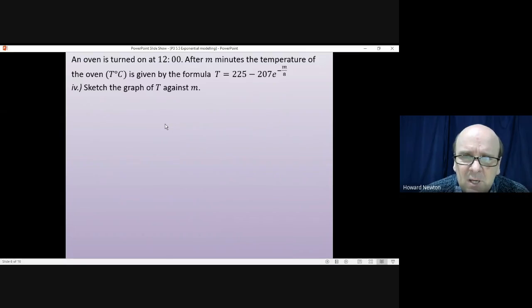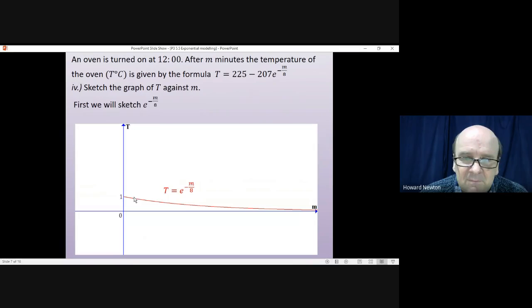Doing it slowly and carefully, first of all, I would just sketch the exponential part, e to the power of minus m over 8. E to the power of minus x always looks the same. It doesn't matter what you have here. It'll have that sort of shape, where it goes through the y-axis at 1 and then gets smaller and smaller and smaller, heading towards the x-axis.